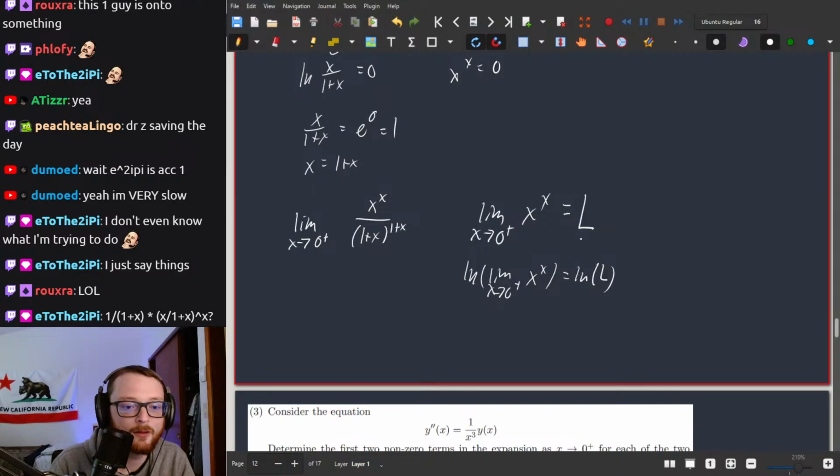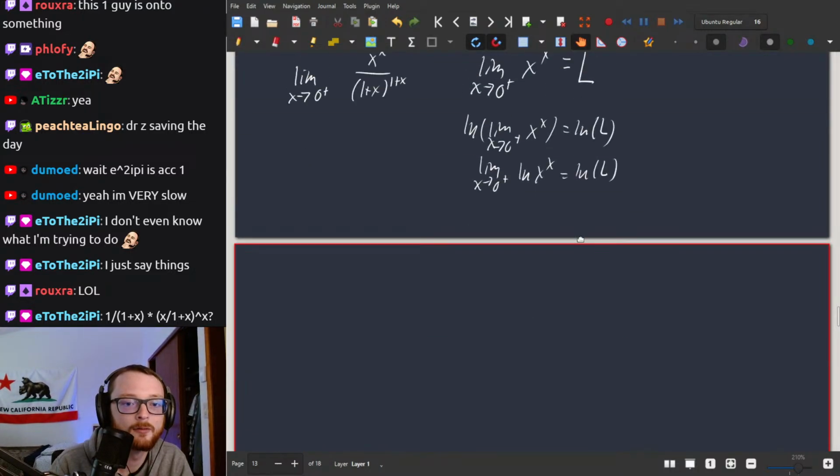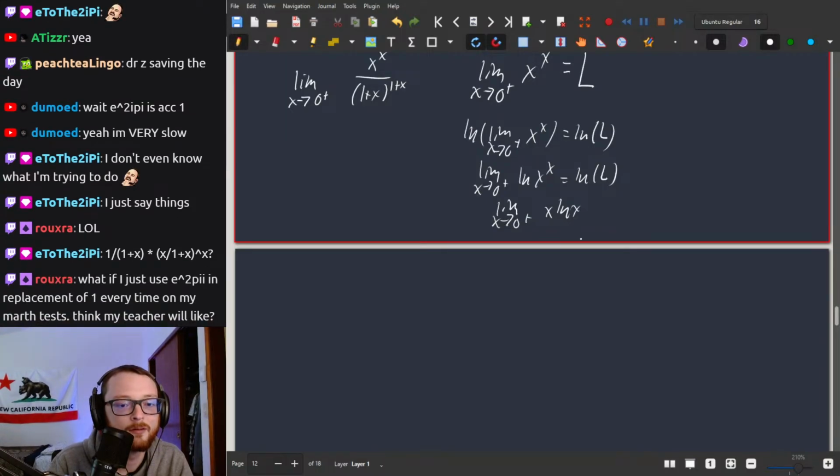Using limit properties, the ln can come inside of the limit. And then that gives us a nice property here. x ln x. ln of 0 is negative infinity. Yeah. We should get 1.